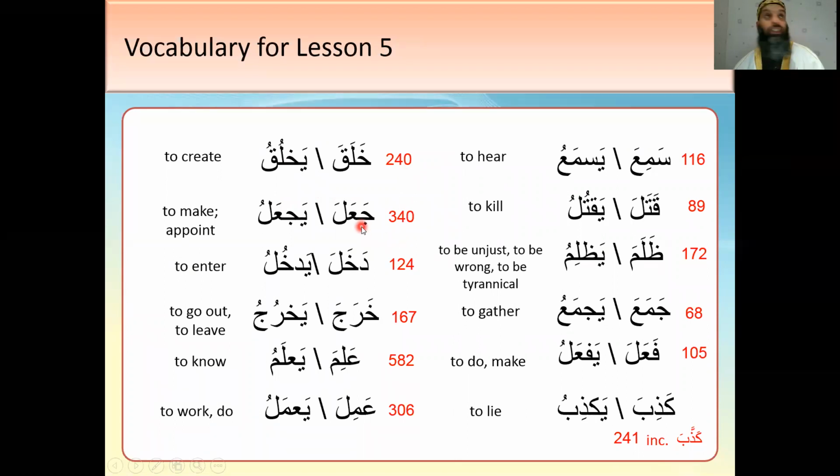Ja'ala means to make. Learn it. Ja'ala to make, 340. Dakhala is an Urdu word for those who know Urdu. Sorry for the people who don't. I'm just trying to help people who maybe already know this word. Dakhala, to enter, we use it in Urdu. Dakhil, dakhil hona. Right? Dakhil, dakhala.